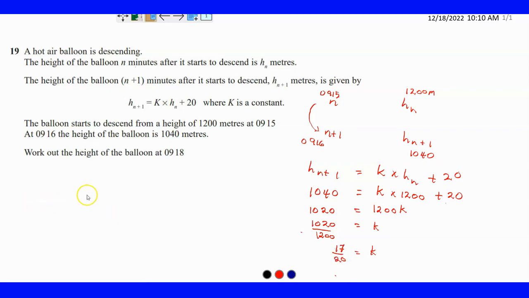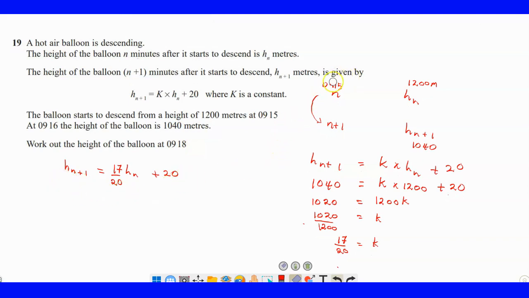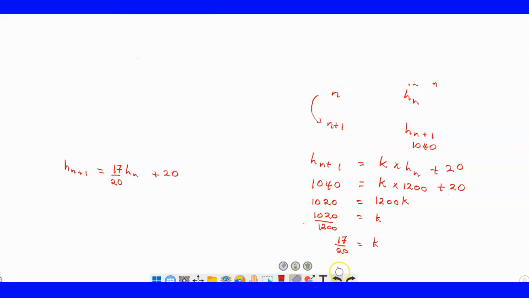So now we have a formula that we can use to work out all the heights that we need. We would have h_(n+1) equals k, which is 17 over 20, times h_n plus 20. So we can use this formula now to work out all the values. At 9:16, the height was 1040 meters. Now we have the formula, so we can use it to work out the values required. So let's do that.